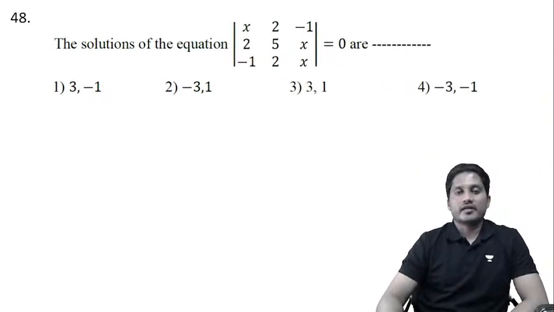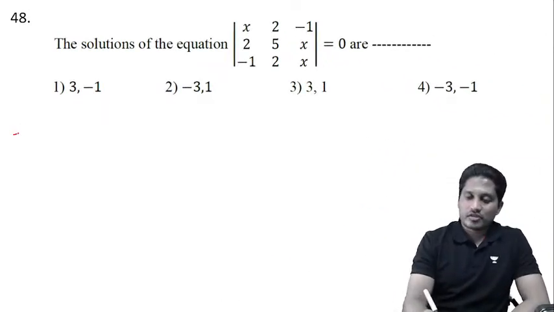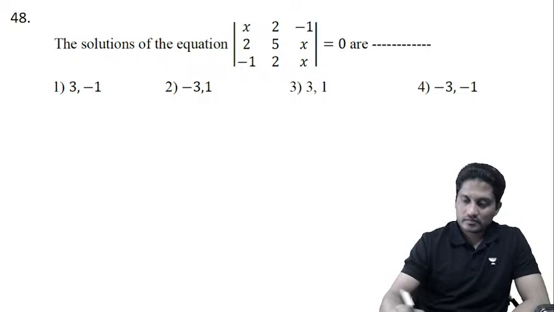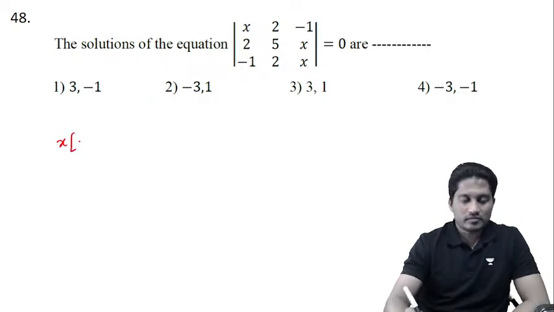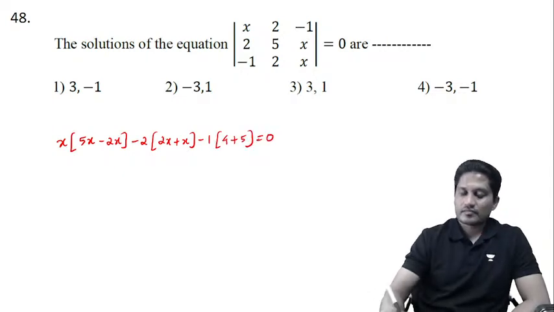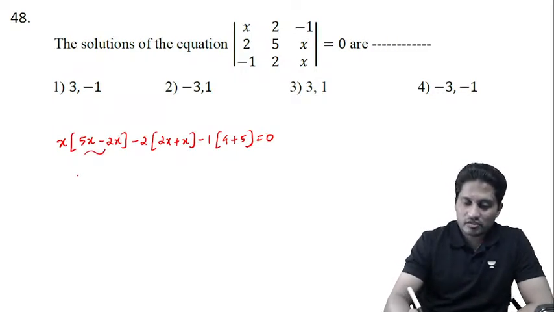Right? Question number 48. The solution of the equation is, if I expand this determinant: delete first row, first column, this will be equal to 5x minus 2x. Minus 2 into, delete first row, second column, you will get 2x plus x. Minus 1, delete first row, last column, you get 4 plus 5, equal to 0. So now this is 3x, so this becomes 3x square, minus 3x into 2 is equal to 6x, minus 9 equal to 0.